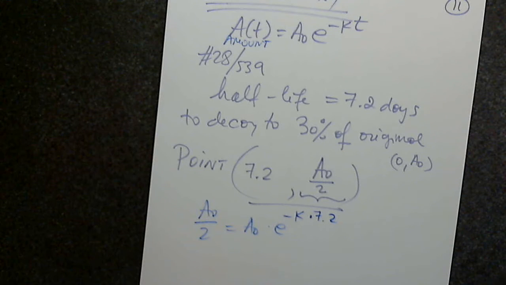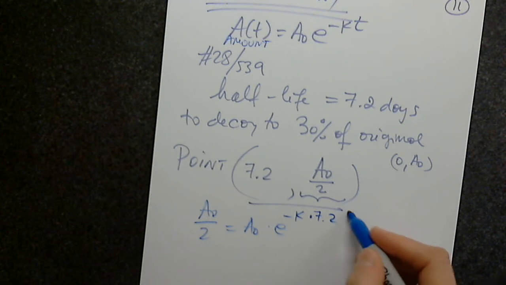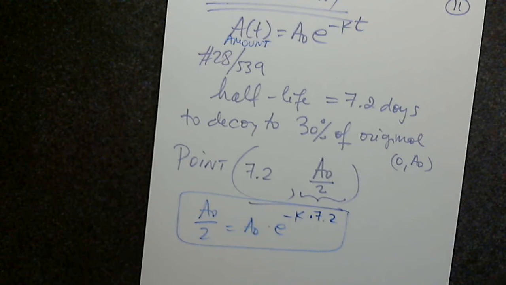Yes. When time is 7.2, the value of the function is A0 over 2. When time is 0, the value of the function is A0. Okay, let's look at this equation and let's clean it up. And then I will ask you, what are we solving for? K, that's what we need. So how do I clean this up? Can I simplify both sides by anything?